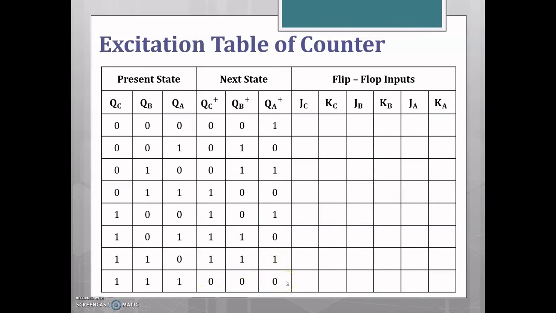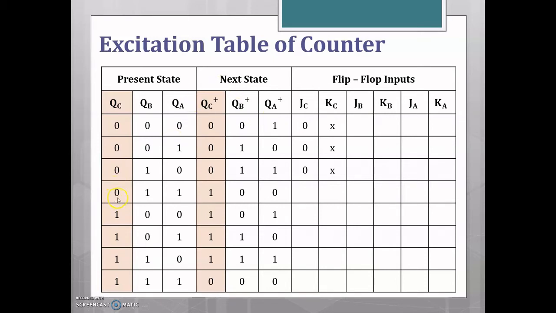Now we will determine the input for each flip-flop. I will consider the C flip-flop. Using the present state and the next state, I can find the inputs JC and KC. For the present state QC equal to 0 and the next state QC+ equal to 0, JC is equal to 0 and KC is don't care. This is derived from the excitation table of the JK flip-flop.